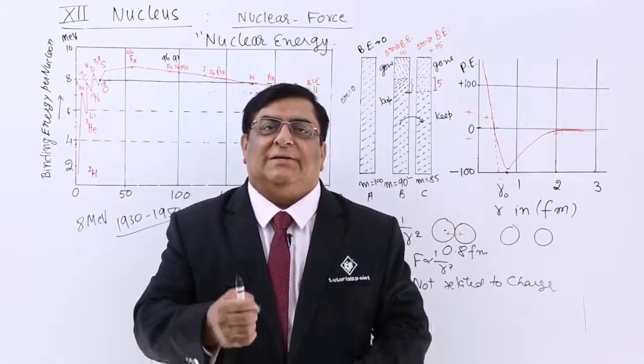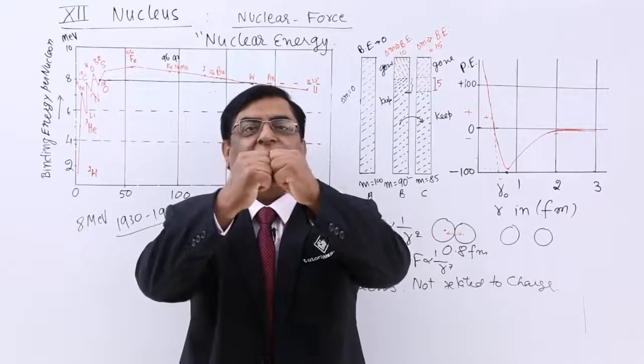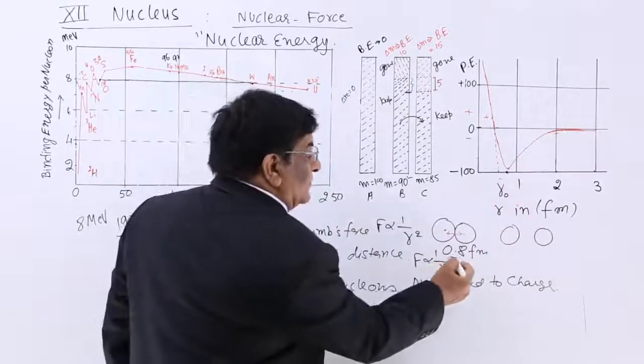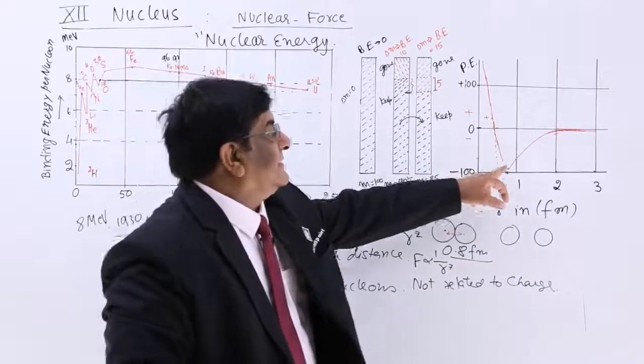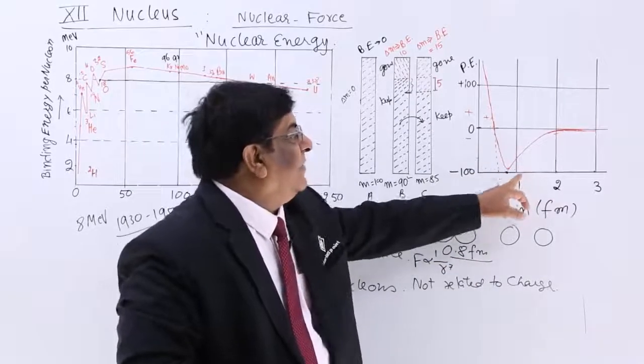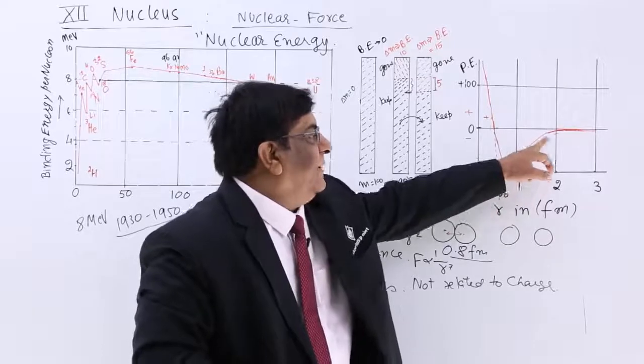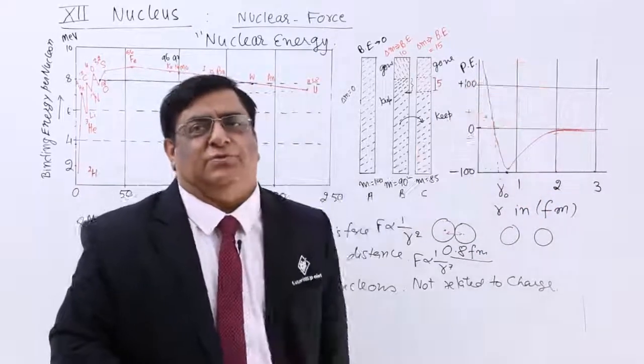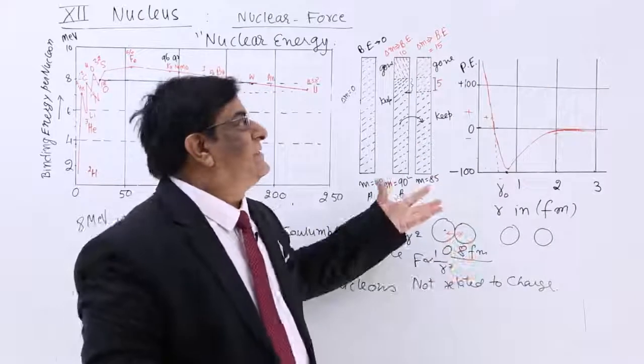But the only thing is, it is exerted when they are very close to each other, 0.8 Fermi, up to this much. Then only it is applicable, and it is applicable up to 1 Fermi, 1.5 Fermi. But when it becomes more than 2 Fermi, it becomes almost zero. So this is nuclear force.